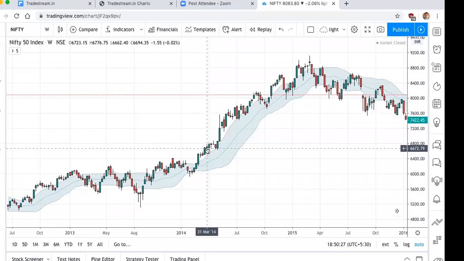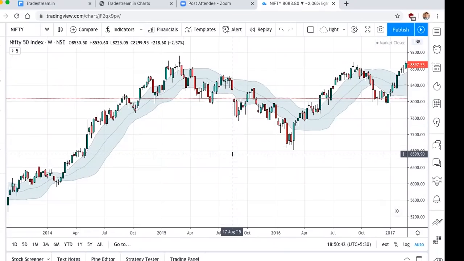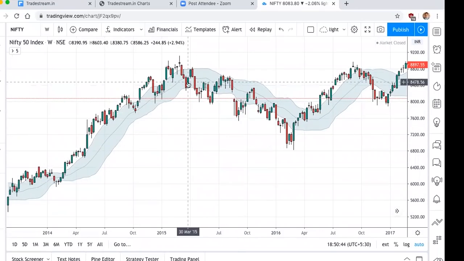Again, the idea is not to be precise. It's okay if you are ahead or behind by a week or a few percent because you're looking for a move that is 30%, 50% on the index. So it doesn't matter whether you are accurate to the dot. 2015 was again a down year.